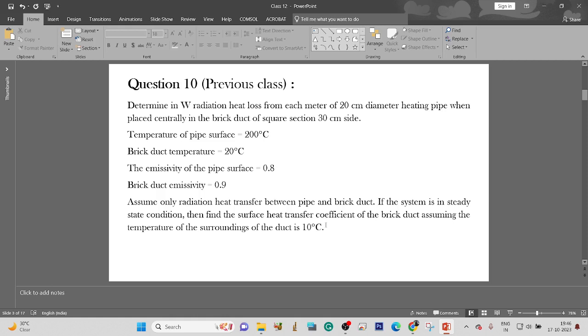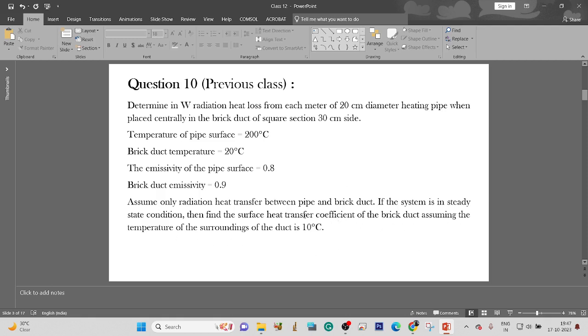The temperature of the brick duct is 20 degrees Celsius and of the pipe surface is 200 degrees Celsius. Assume only radiation heat transfer. We have to find the radiation heat transfer per meter. If the system is in steady state condition, then find the surface heat transfer coefficient of the brick duct, assuming the temperature of the surrounding is.